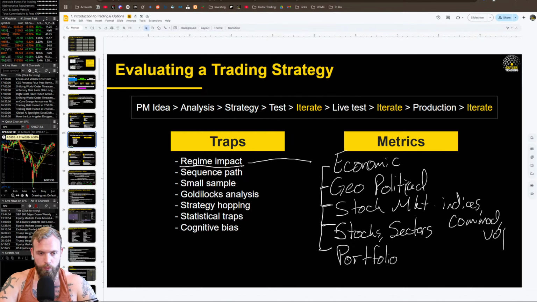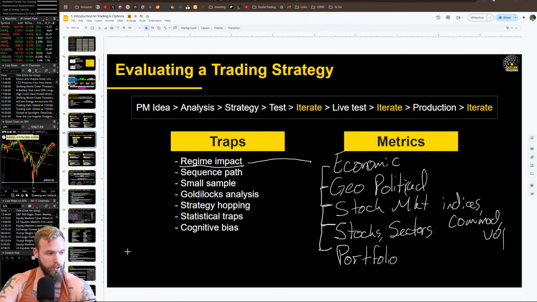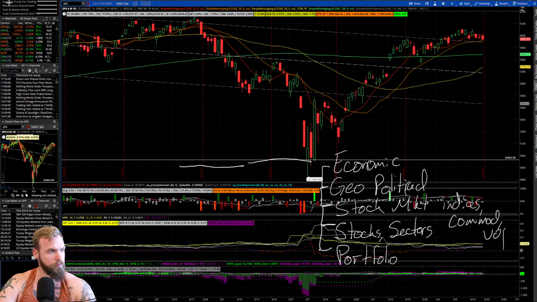When we think about regimes, you can have micro, macro. There are regimes that come and go that become relevant to very small points in time or very large points in time. So taking this all the way back to when we're evaluating a strategy, you have to be cognizant of what the regimes were in the thing that you're looking at.